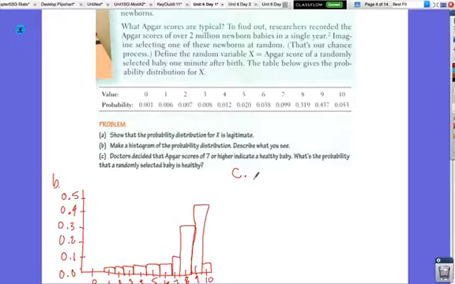C says doctors decided that Apgar scores of 7 or higher indicate a healthy baby. What's the probability that a randomly selected baby is healthy?